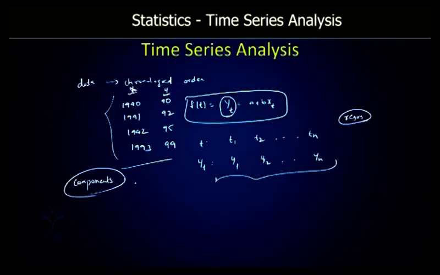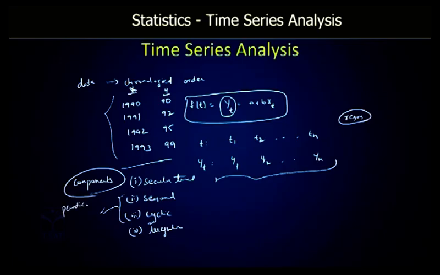So there are majorly 4 components in the time series. The first one is secular trend. The second one is seasonal variations. Third one is cyclic variations. Fourth one is irregular variations. Now in this, the seasonal and cyclic are periodic variations. These both you can call periodic variations. Now we will see each and every one clearly.